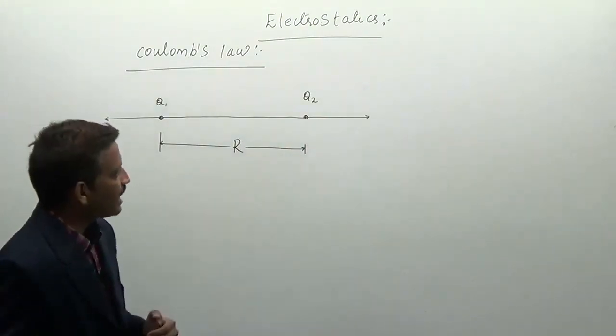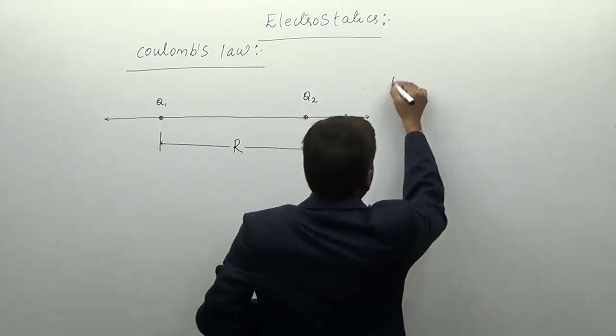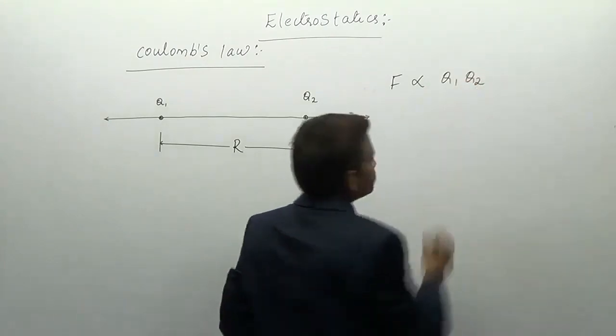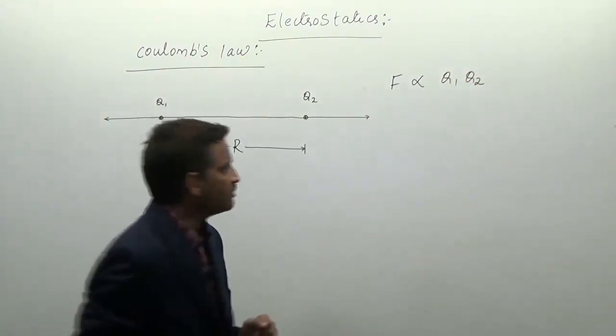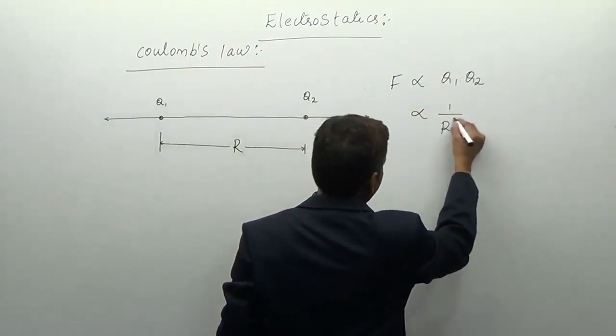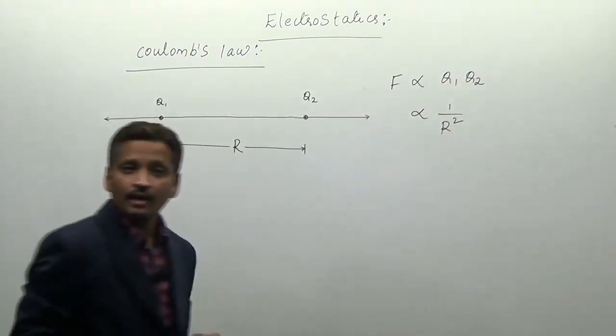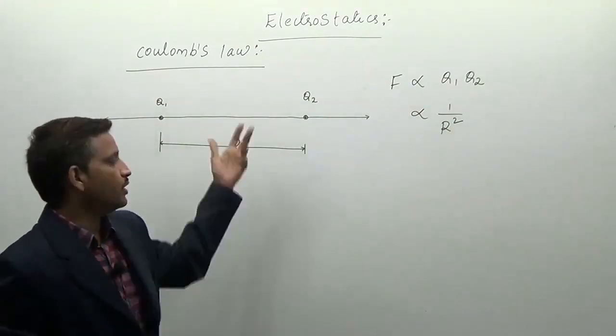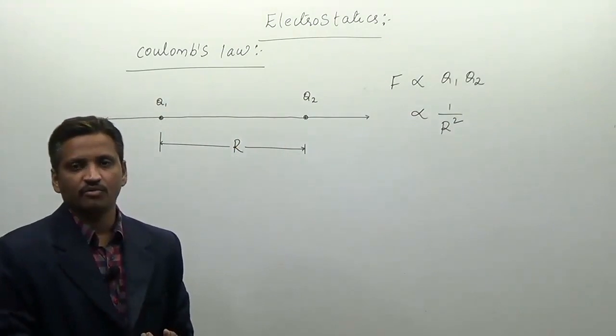This is expressed in a mathematical way as F is directly proportional to Q1, Q2. This is the first statement of Coulomb's law. And F is also inversely proportional to the square of the distance between them. And the third is, force always acts along the line joining the point charges. That is going to give us the vector form of Coulomb's law.